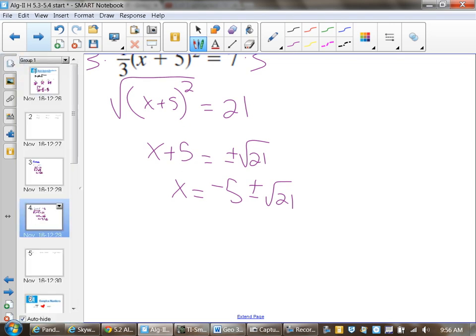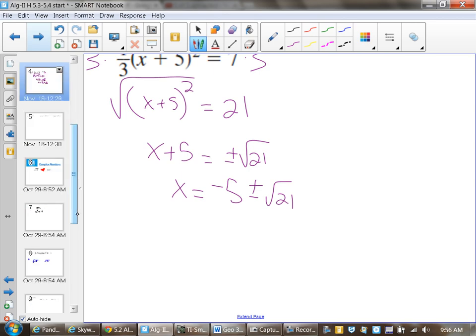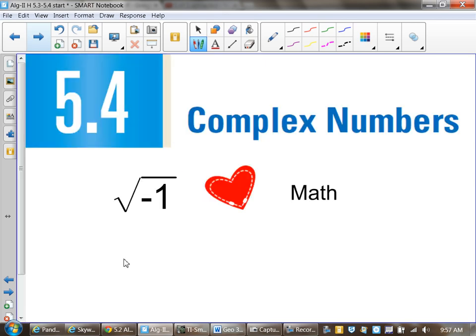Now, the fun part comes into play when we mix it in with the negatives. Because the square root of negative 1 is... Jeez. I love math. Oh, no. Because what happens now is that you have a complex number.